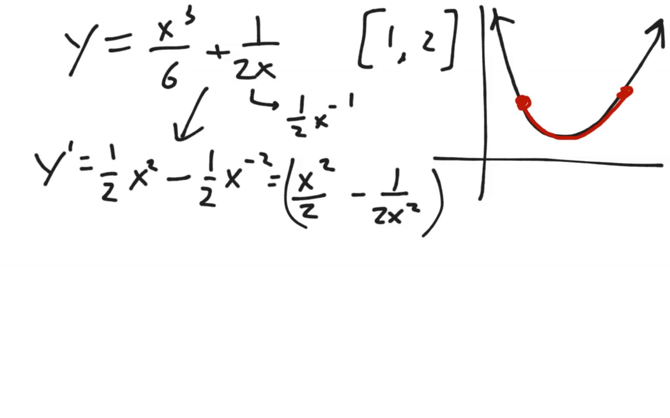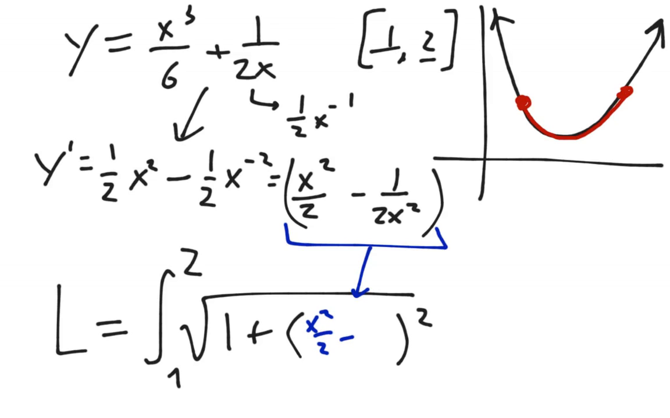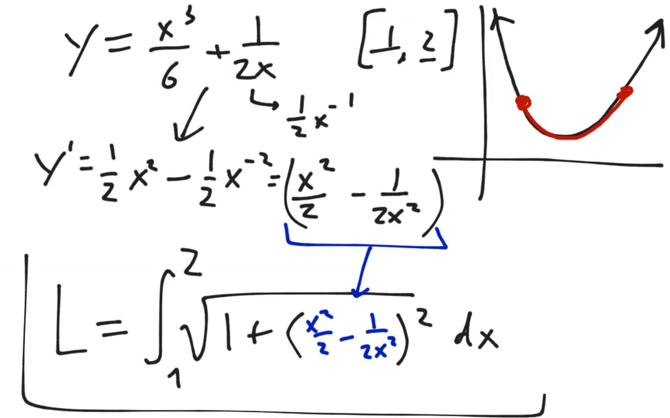So that's my derivative. And now to write my integral, L equals the integral from a to b. Well, a and b are given. It's simply 1 and 2, which is very nice and convenient. Square root of 1 plus stuff squared, and the stuff is simply the derivative that we had just found. So I can throw in the x squared over 2 minus 1 over 2x squared, and then put a dx at the end, and that would be the integral for the length, which I can now either choose as a multiple choice answer or evaluate on a calculator. There are ways of doing this by hand, but we're not going to focus on them as much.